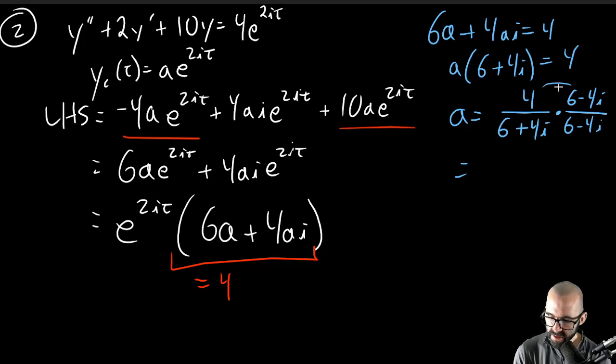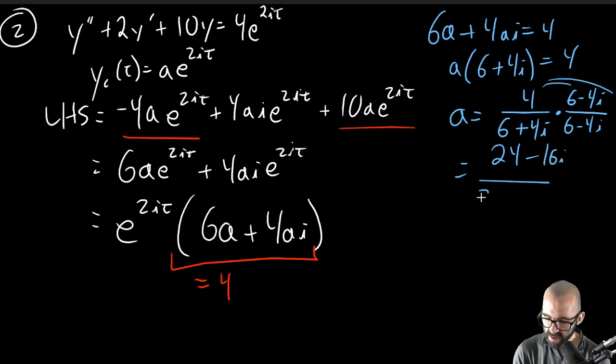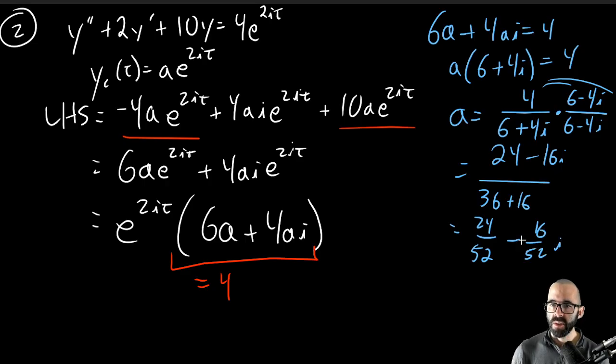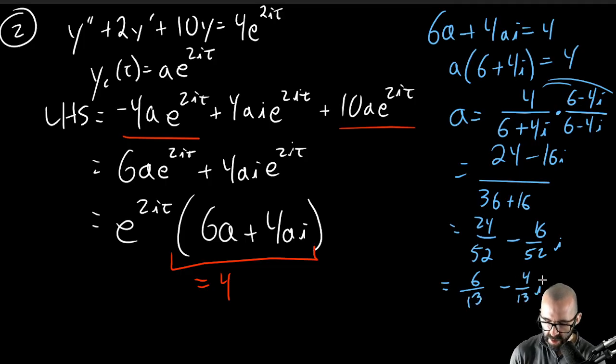When you simplify like this, you're going to get 24 minus 16i in the numerator, and the denominator will give you 36 minus 16i squared, just plus 16. So our denominator is 52. So we get 24 over 52 minus 16 over 52 times i, which surely reduces. 52 is 4 times 13. So they're all divisible by 4. 6/13 minus 4/13 times i.